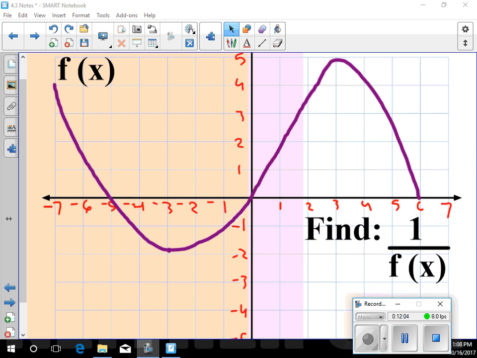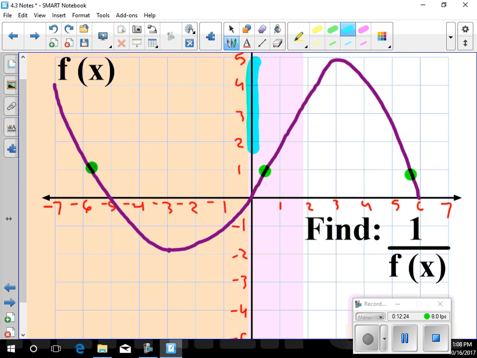Okay, so what did we say? If we take 1 over what number, it stays the same? 1 over 1 stays the same. Okay, so I'm going to find 1. Here's a value 1, here's a value 1, here's a value 1. If I take 1 over 0, what happens? Becomes an asymptote, undefined. I'm going to have an asymptote here.